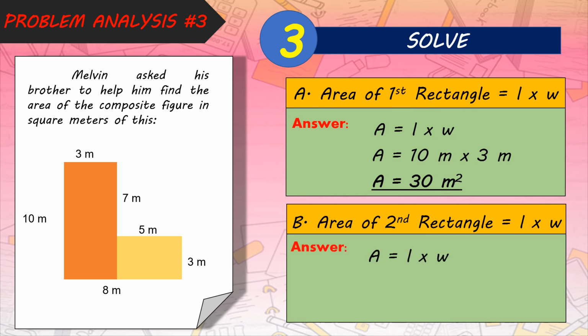Now, let's move on and find the area of the second rectangle. We also have area is equal to length times width. Then we substitute the given measurements into the formula. So we have area is equal to 3 meters times 5 meters. What will be the area of the second rectangle? Correct. So the area is 15 square meters.